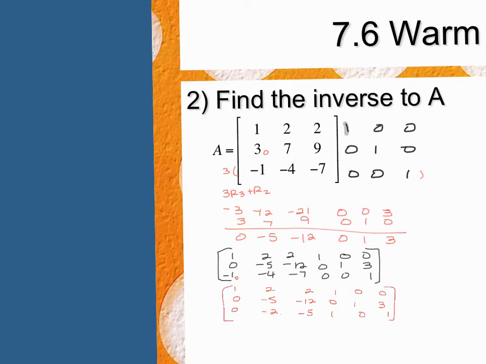Now I want a 0 in this location. How could I do that? What would happen if I add 1 and 3 though? The 0 goes away. So therein lies the catch, right? When you get that last 0 on the bottom, you have to use row 2 and row 1.